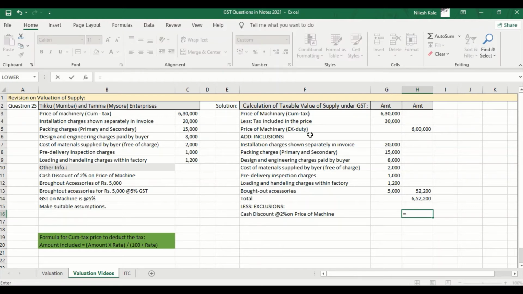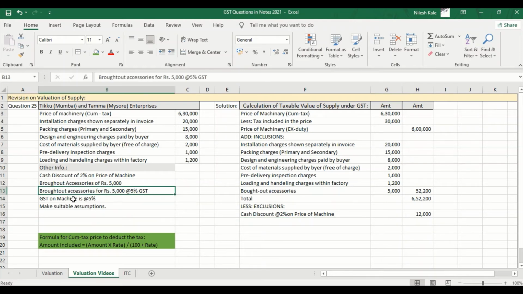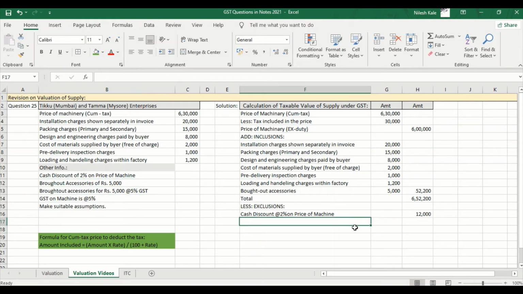Now what is the price of machine? Is it 6,30,000? No. This is the price of machine, 6 lakh. Understanding? So 6 lakh into 2%, 2 divided by 100. This is what I will do, and it will give me 12,000 rupees. This has to be deducted from this amount. Because it is just total, right? So is there any other deductions? GST on machine is given, GST on accessories is given. I am not calculating it now. Okay, there are no other deductions given.